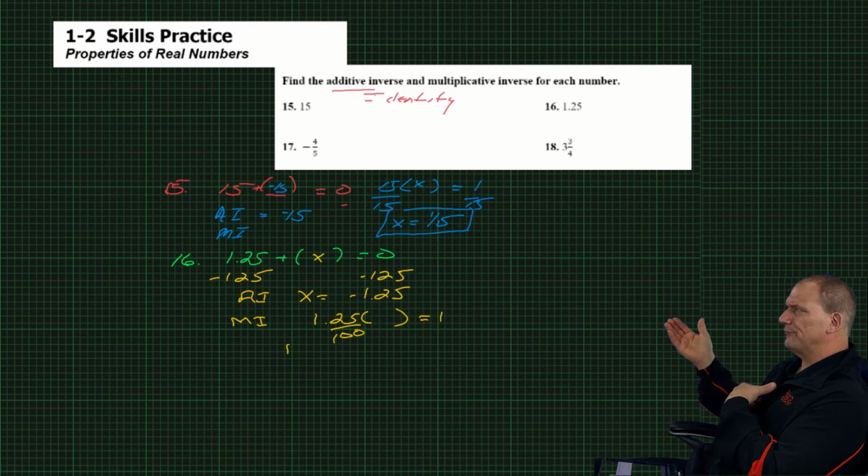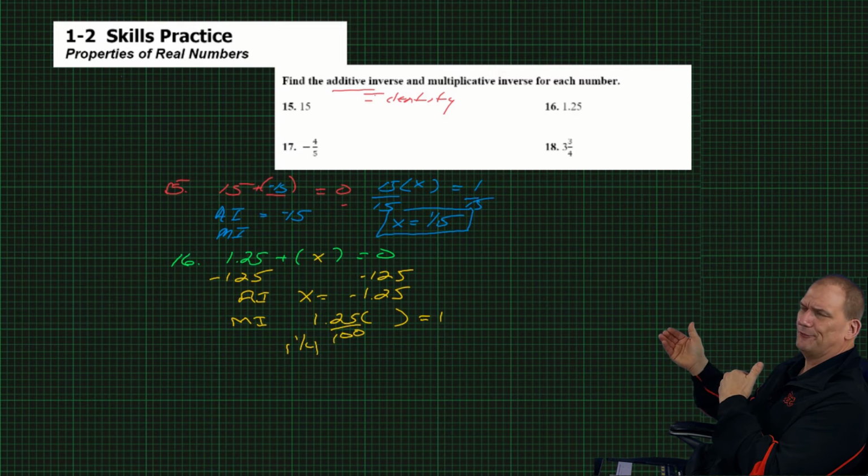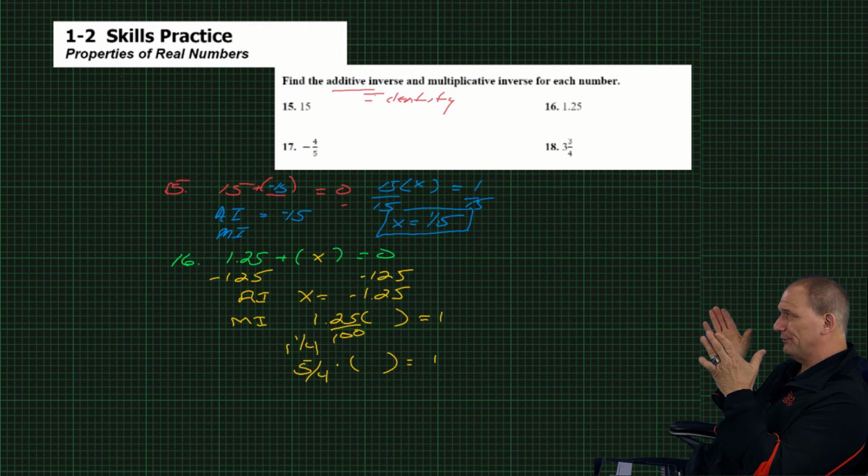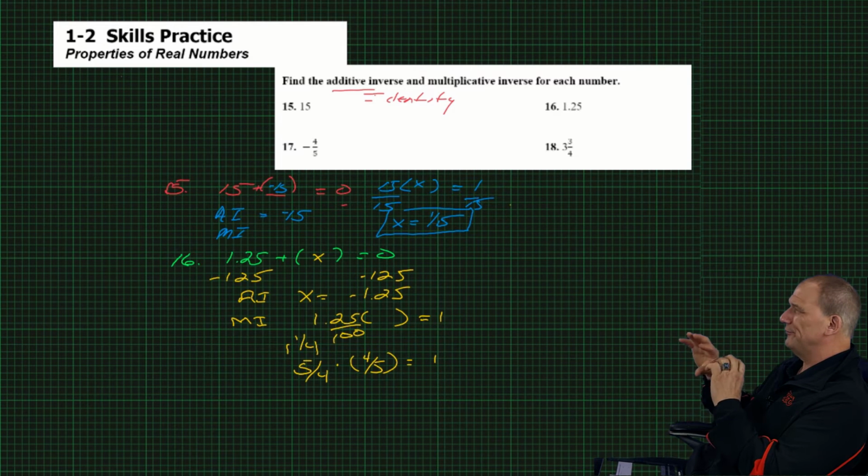Now you know the inverse. The multiplicative inverse, for it to equal 1, if it's 5 over 4, the inverse is 4 over 5. And so the key here is being able to transform that decimal into a fraction, and then you just flip the fraction. That's the inverse, and that'll always equal 1.